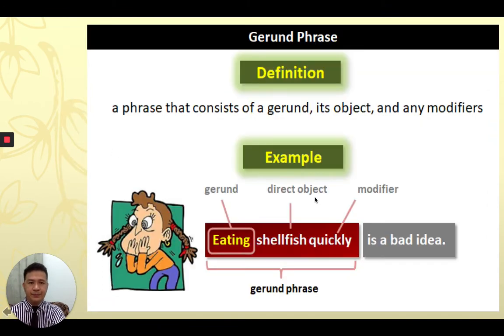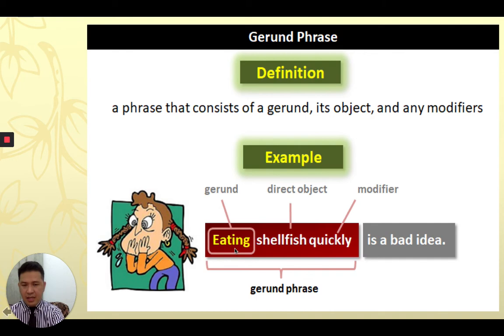Moving on. A gerund phrase is a phrase that consists of a gerund, its object, and any modifiers. Example: eating shellfish quickly is a bad idea. Eating here is our gerund as a subject. Shellfish is our direct object. Quickly is our modifier, and this is our verb phrase that completes the meaning of the sentence. Eating shellfish quickly is a bad idea. If we combine eating shellfish quickly, we will have a gerund phrase.